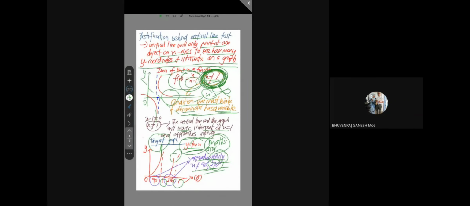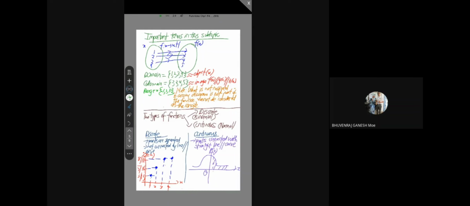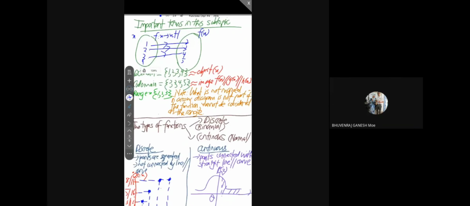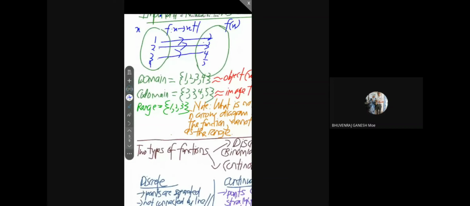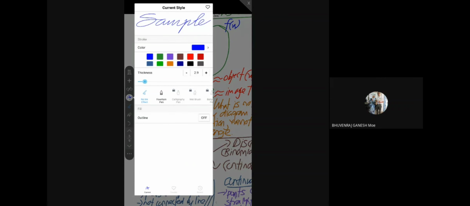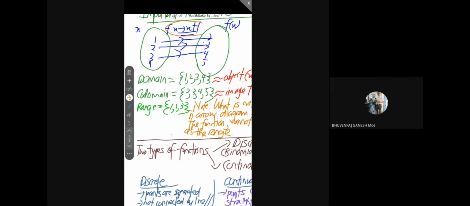Okay, so next, important terms in this subtopic. Again, we are using the arrow diagram here. Let's say I have a function, f(x) equals x plus 1. So I have these relations here that obey this function: 1 to 2, 2 to 3, 3 to 4, 4 to 5. I didn't map this last one, just to create the question for you all. So let's see here.